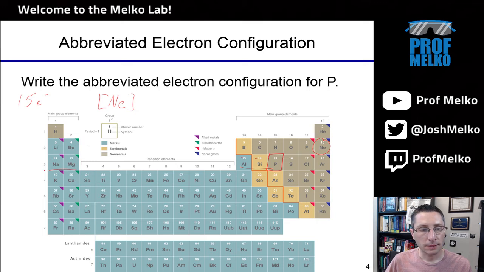After neon, I have to account for these 2 s electrons in the third row, so that's 3s2 electrons. I also have to account for these 3 p electrons in this third row, so 3p3 electrons. So this here is the abbreviated electron configuration for phosphorus: neon, 3s2, 3p3.